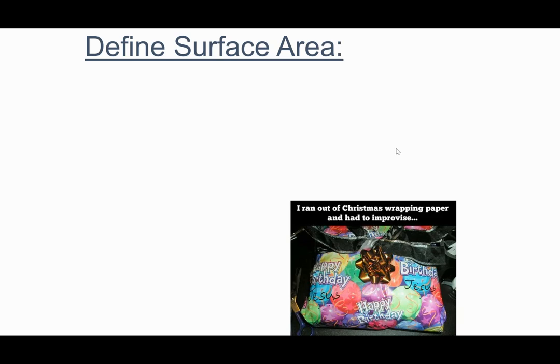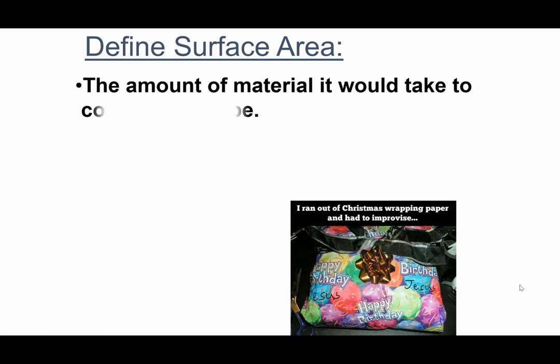Okay, so what is surface area? So we're going to be keeping in mind this picture down in the corner, where we're going to be talking about wrapping paper. So today, this definition of surface area is the amount of material it would take to cover a 3-dimensional figure. Now, we do this all the time when we wrap things up for birthdays and for Christmas. So basically we're talking about the wrapping paper around the outside.